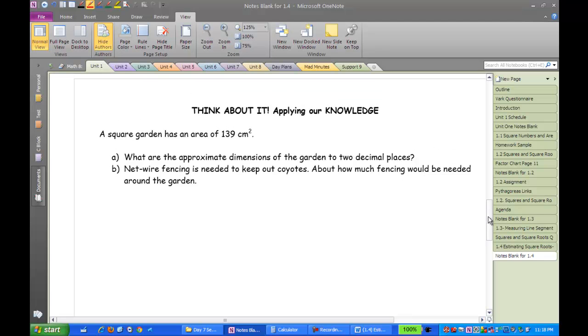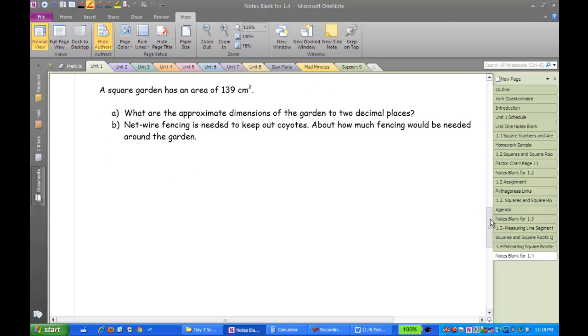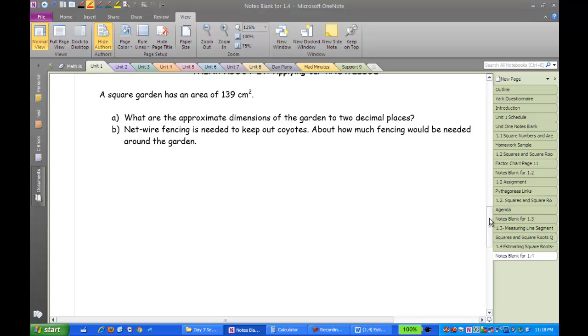Here's how we can apply this to problem solving. A square garden has an area of 139 centimeters squared. Part A, what are the approximate dimensions of the garden to 2 decimal places? So if it's a square garden, the area, all the space inside, is 139 centimeters squared. So to find the side dimensions, this is A, we have to find out the square root of 139.